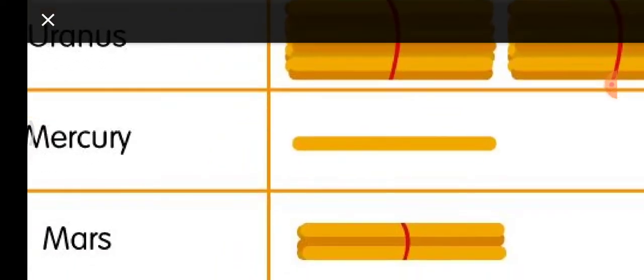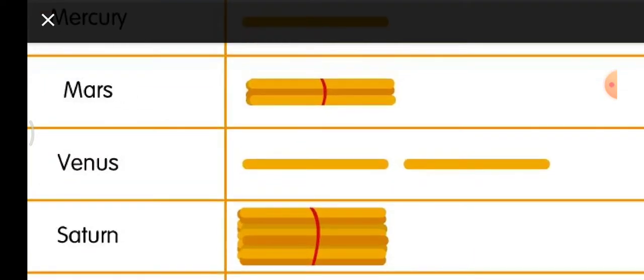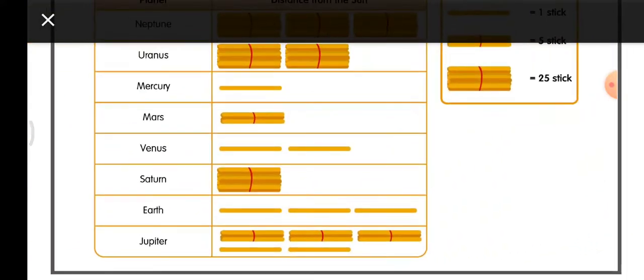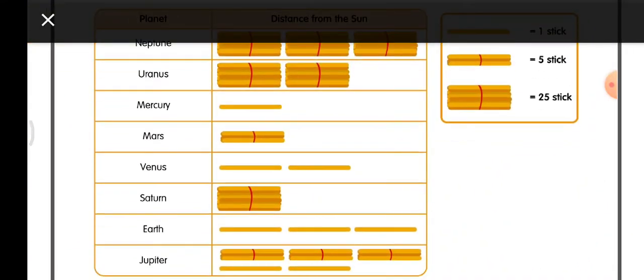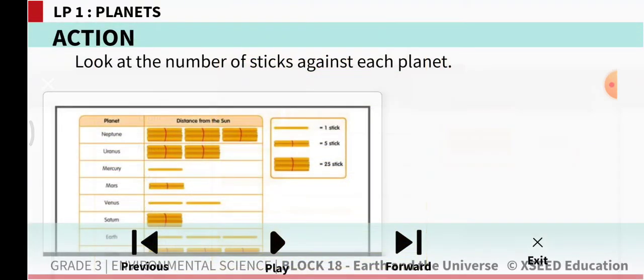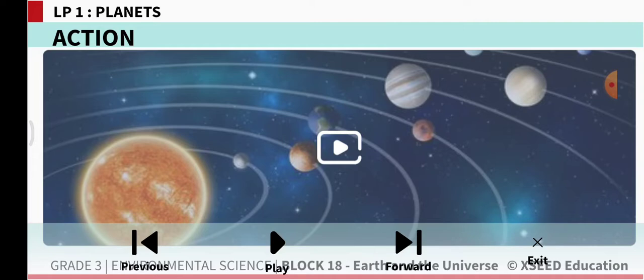If you see, Mercury has only 1 stick, so it is the closest planet. Second comes Venus, because its distance is shown by 2 sticks. Mercury is the closest. Next Venus. Third is our planet Earth, 3 sticks. Next we have Jupiter, Uranus and Neptune. Right? So draw the table in your notebook, where the distance is shown with the sticks, and let us watch this video now.